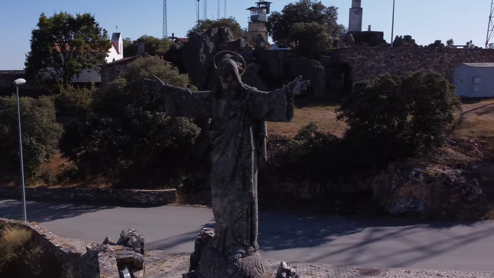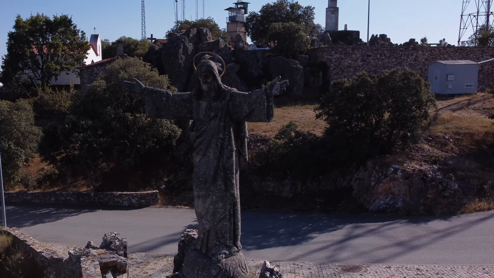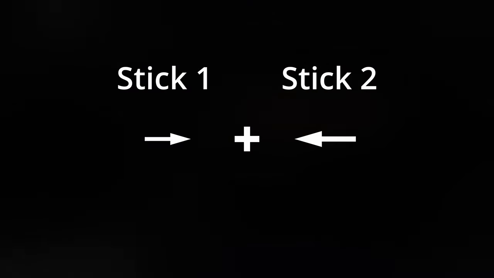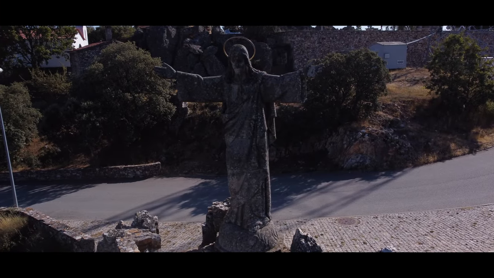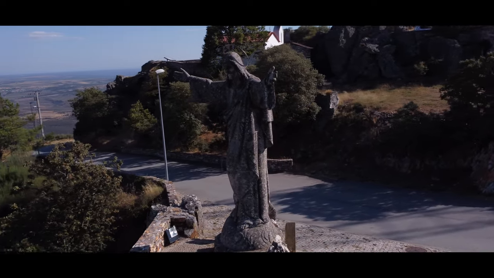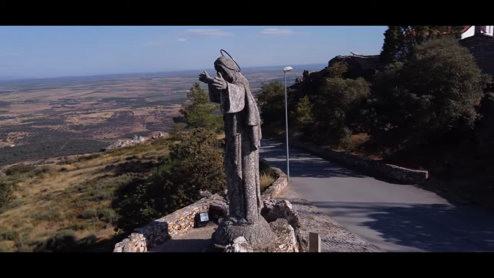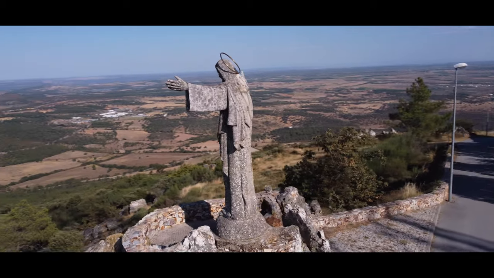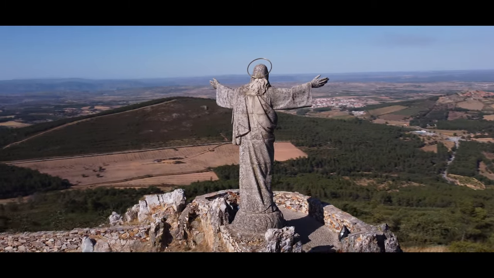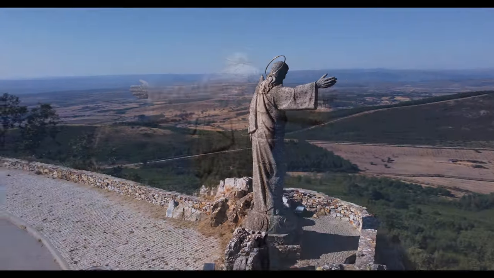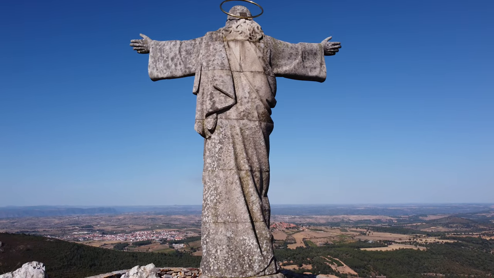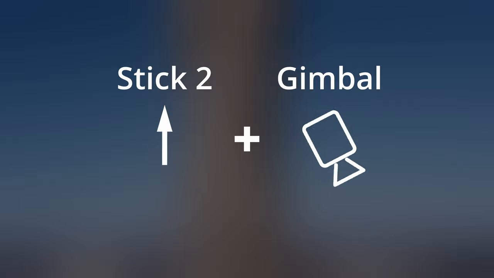I will begin with an orbit around the Christ to show the landscape of the location. For this, I am going to move right and rotate left. Another way to show the landscape and the location is by revealing it from the bottom. For this, I am going to move up and tilt the camera down.